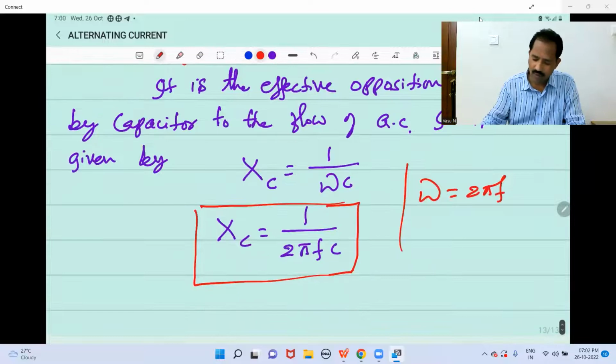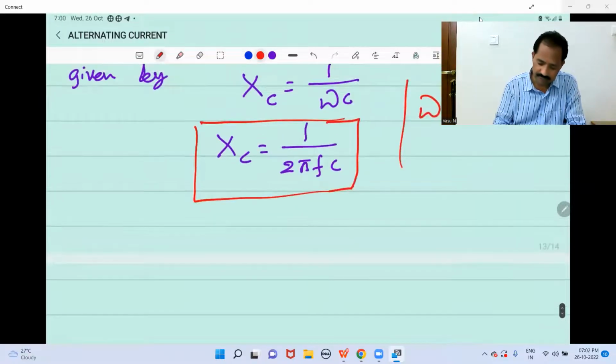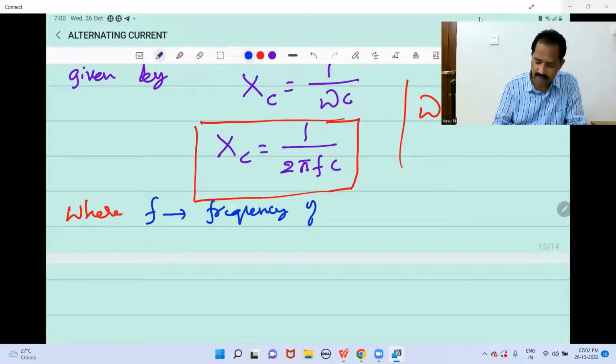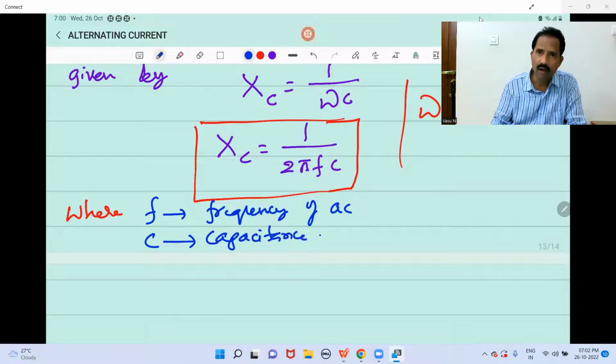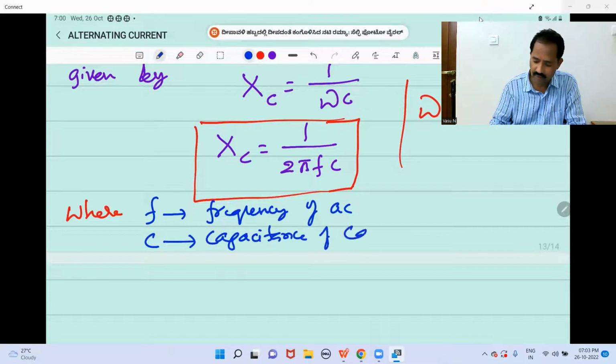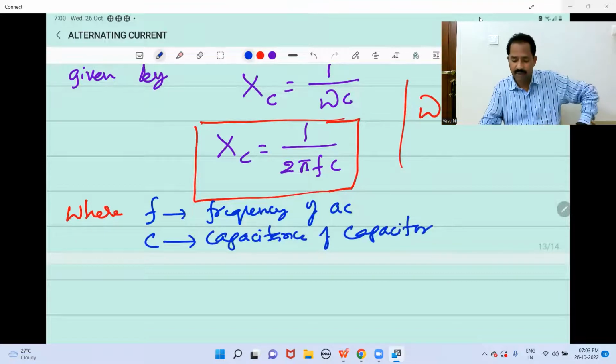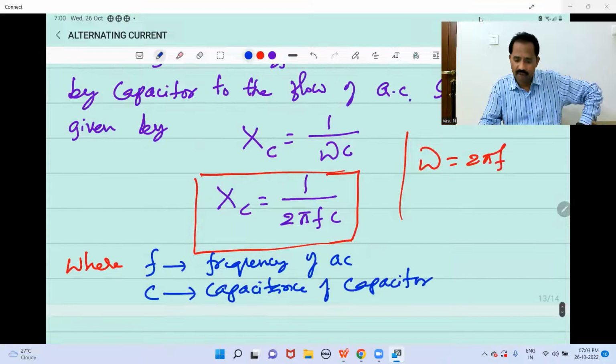Where F is frequency of AC. What is called C? Capacitance of capacitor.